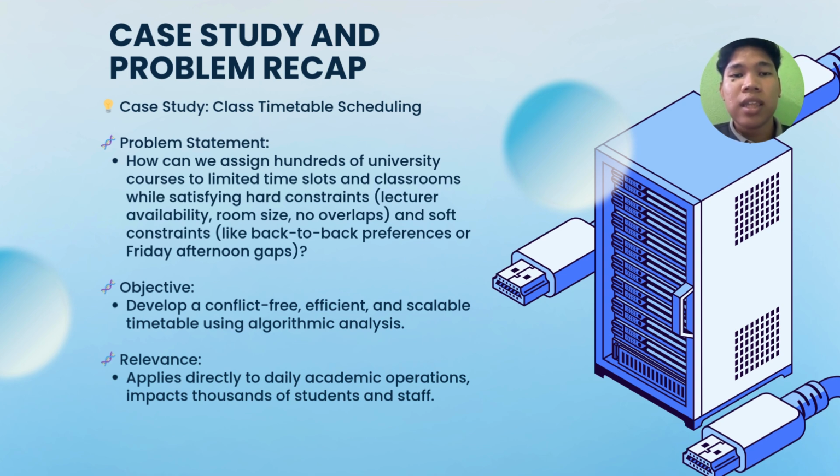This is not just a technical challenge, it's something that affects the daily lives of lecturers, students, and administrative staff. A good timetable improves learning efficiency, reduces stress, and helps the university use its resources properly. On the other hand, a bad timetable can lead to missed classes, lecture overload, and poor use of rooms. That's why solving this problem using algorithmic techniques is so important. We move to the next slide.